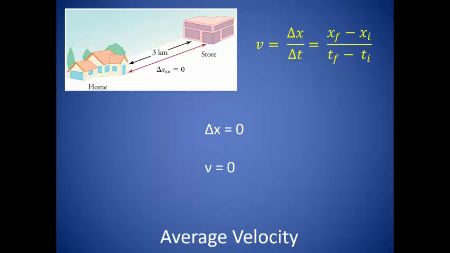But if we define displacement as our change in position, over that entire trip we haven't changed position. We've ended up in the same place where we started. So our position change is 0. Our displacement is 0. Therefore, our average velocity must be 0 as well.